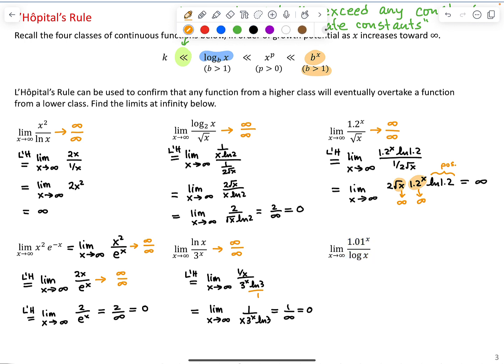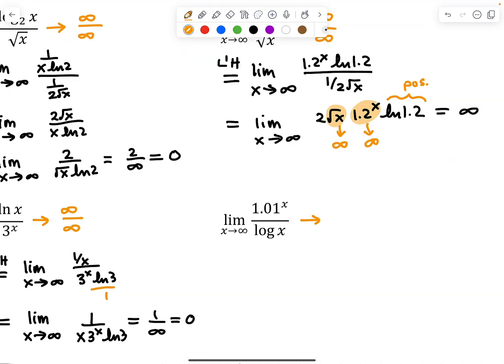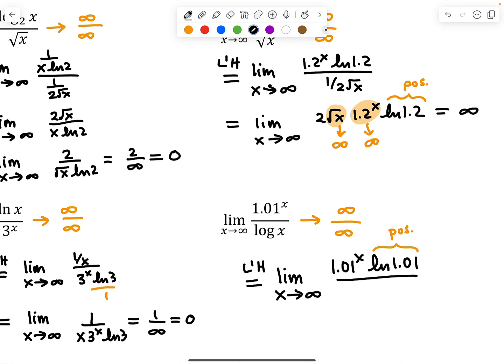We'll use L'Hopital's rule to confirm this. 1.01 to the x does approach infinity, and log x does approach infinity as x does. This quotient indeterminate triggers L'Hopital's rule. The derivative of the numerator is 1.01 to the x times the natural log of 1.01. Keep in mind that this is a positive number. And the derivative of the denominator is 1 over x times the natural log of the base of that logarithm. And this log does have a base 10.